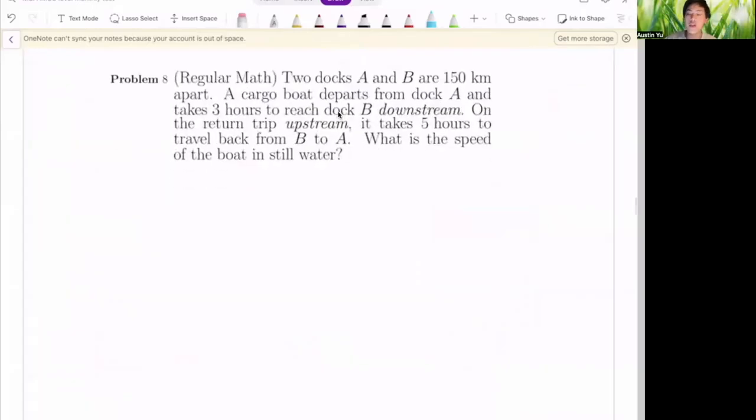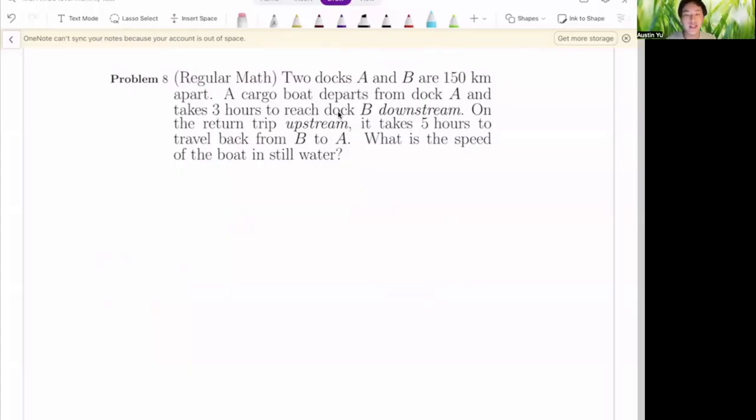Problem 8. Two docks, A and B, are 150 kilometers apart. A cargo boat departs from dock A and takes 3 hours to reach dock B downstream. On the return trip upstream, so again, we're going up, it takes 5 hours to travel back from B to A. So this is a round trip. What is the speed of the boat in still water?